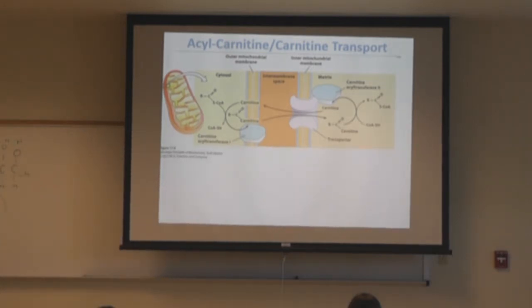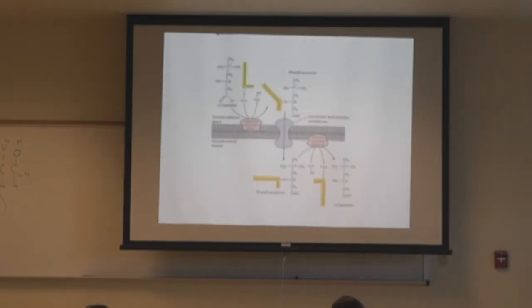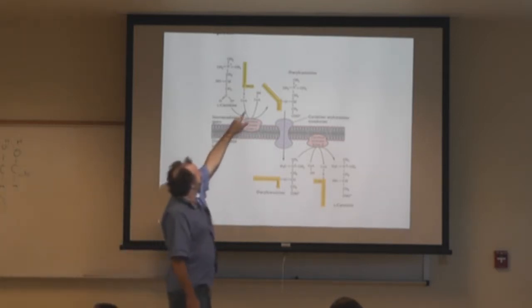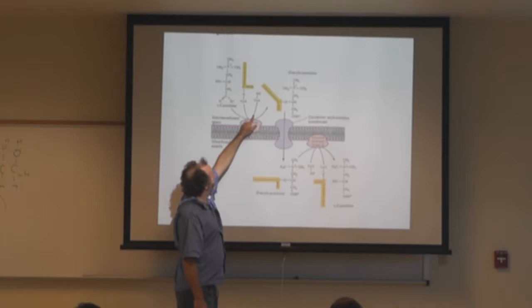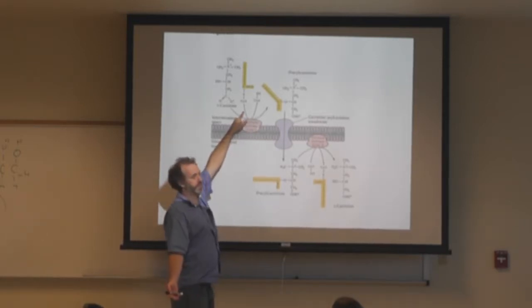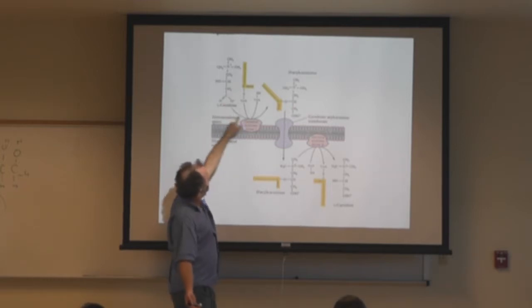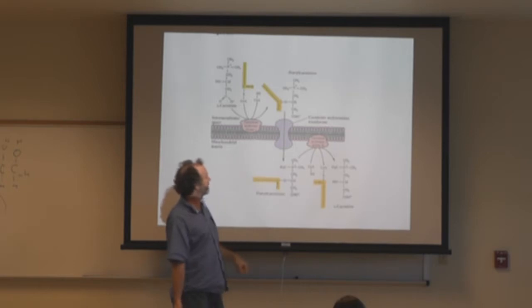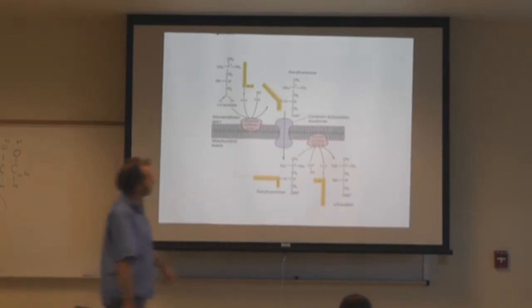So remember that fatty acids have to be covalently bound to carnitine to get into the mitochondria for beta oxidation. And this is another picture showing you the same thing. So coenzyme A comes off, carnitine hydrolyzes the sulfhydryl coenzyme group, and then you form acylcarnitine. Acylcarnitine gets transported into the mitochondria, where the process is reversed.